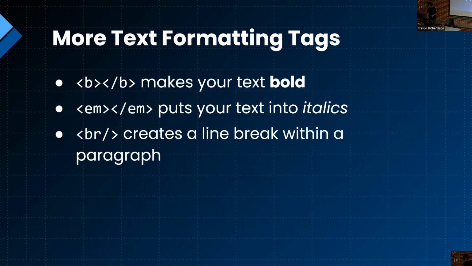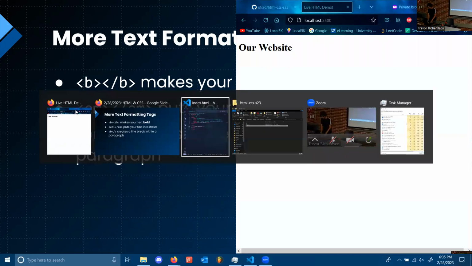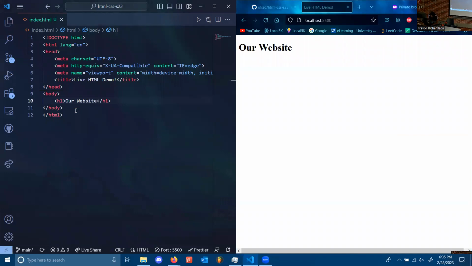So we've got some text formatting tags here. Again, this is similar to how you do it in word processing. You can make it bold, you can italicize your text, you can do line breaks. And I'm going to go ahead and get started with a simple starter paragraph here. For one, to make a paragraph in HTML, we can use a p tag. This is just going to be a paragraph of text, and we can put our text inside a tag like this.